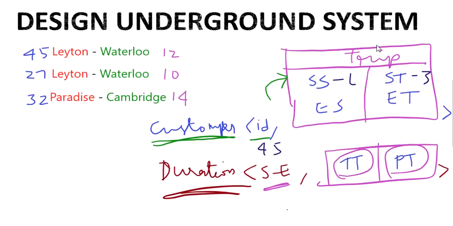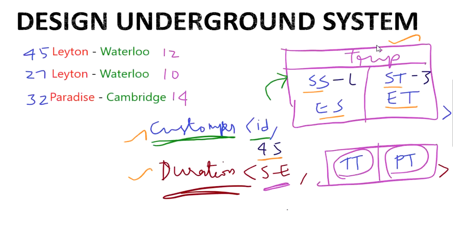In the checkout method, we need to update both the maps, customers as well as duration. Every time a customer checks out, we are going to update that ID. We already have updated our starting station and the starting time in our trip. So now in checkout, we'll get the details of the ending station and ending time, and we are going to update that in our customer map. So that is done. Now our job is to update our duration map.